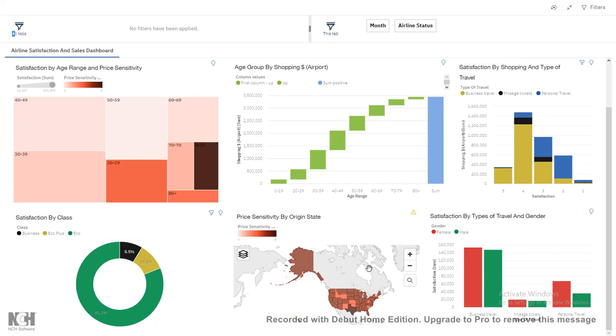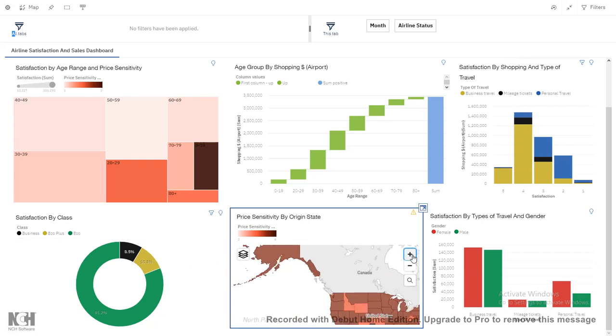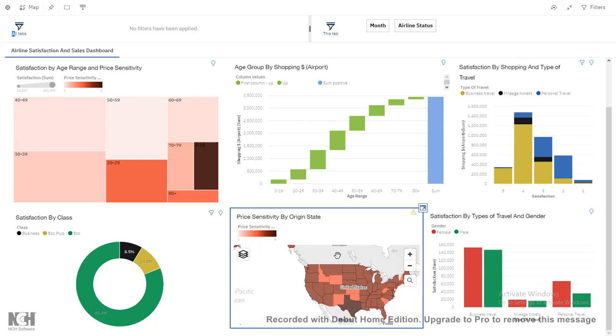Now coming here, this is represented by a map, and this is a map showing the price sensitivity by origin state. This is being interpreted by the color. This color is telling us that here in Texas, they are really price sensitive. They are very price sensitive, and if you see the lighter colors here, like Idaho or Wyoming, this one is telling us they are less price sensitive. They don't really care about the pricing.